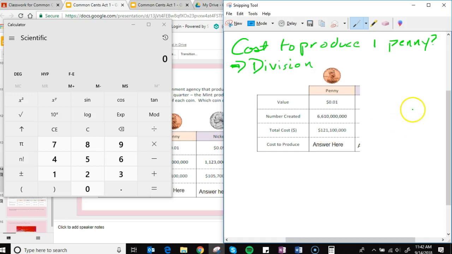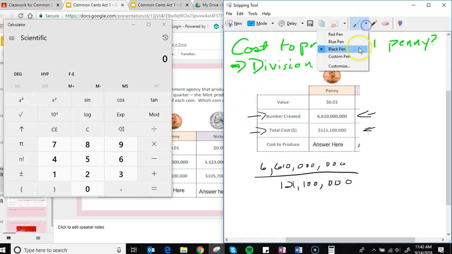And in all my classes, we did 2 sets of things. So down here, I'm going to change over to black, and I'm going to write a couple of division problems. First, we want to divide the total cost by the number created, or the number created by the total cost. And in almost all of our classes, we started off by dividing 6,610,000,000 by the total cost, which was $121,100,000.